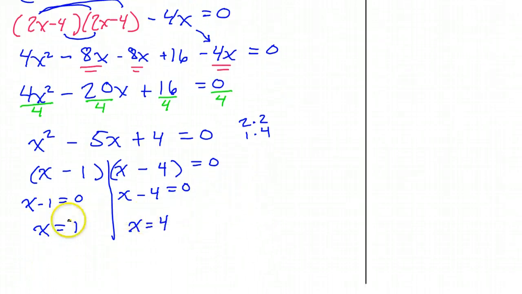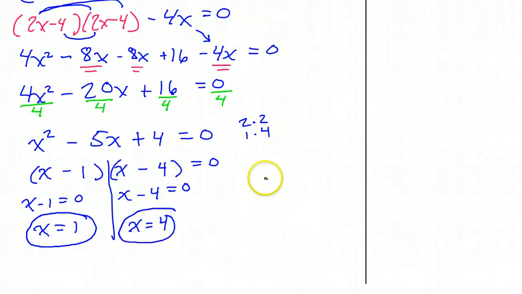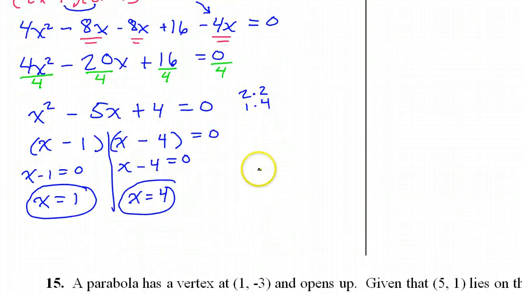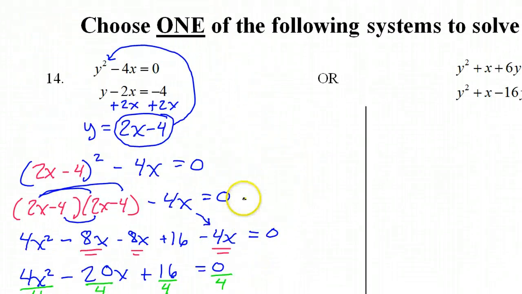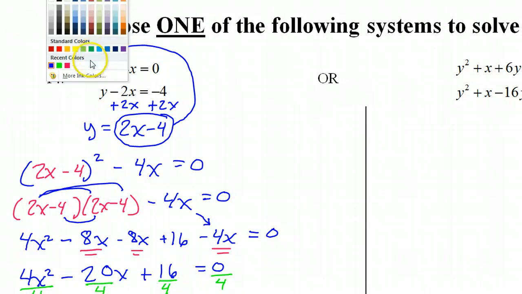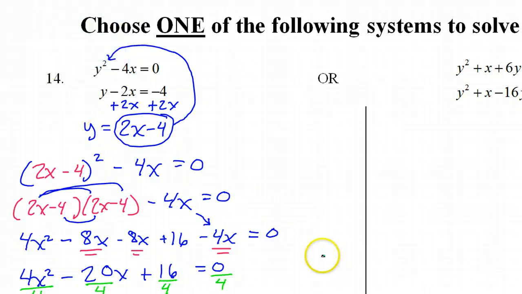Now these are not the final answers because we need the y values that go with them. So I'm going to make my little t-chart. So I need x's and y's. Alright, so my x values are 1 and 4. Now I need to find the y values. Well, remember, we had a y machine up here, and it was this, y equals 2x minus 4.